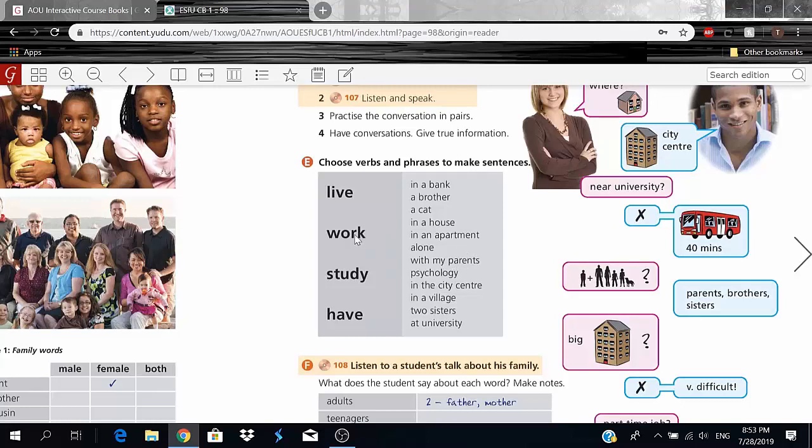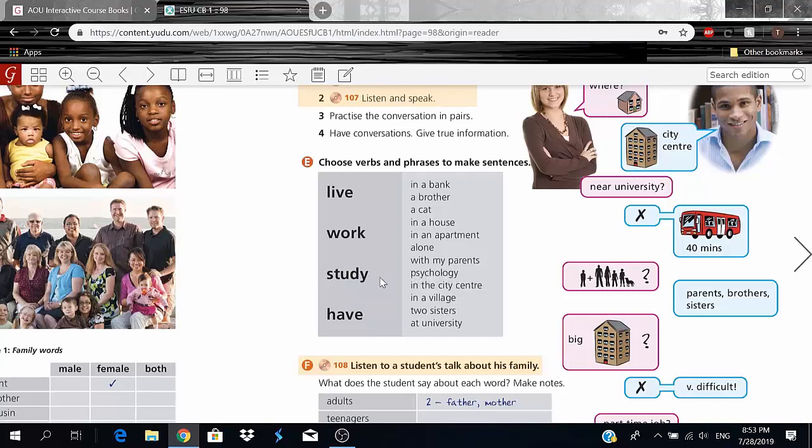Here we have work. Same style as well. I work in a bank. I work in the city center. Again, that works too. I think that's about it for work, so not too much there. And so let's go to study. This is actually going to be limitless.